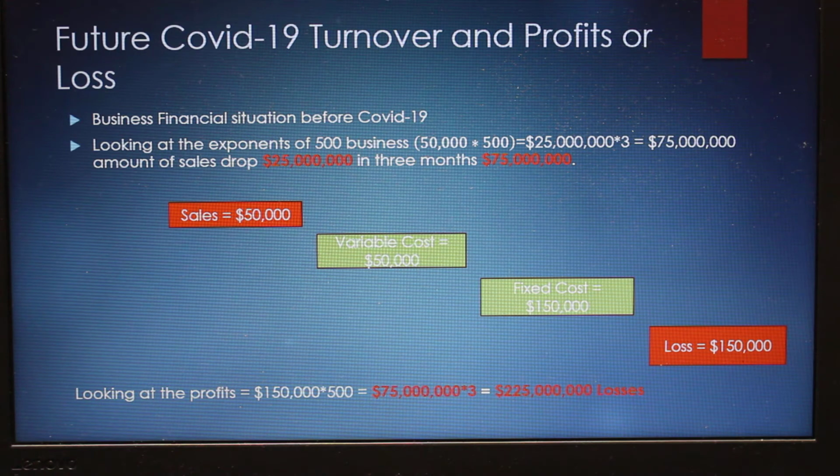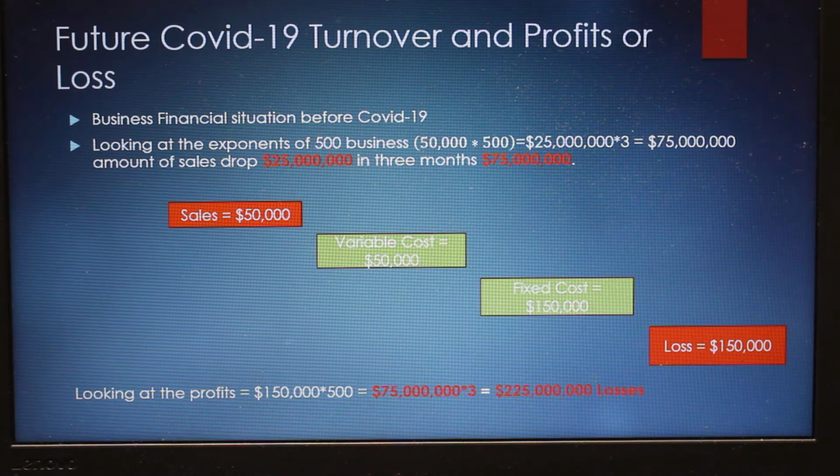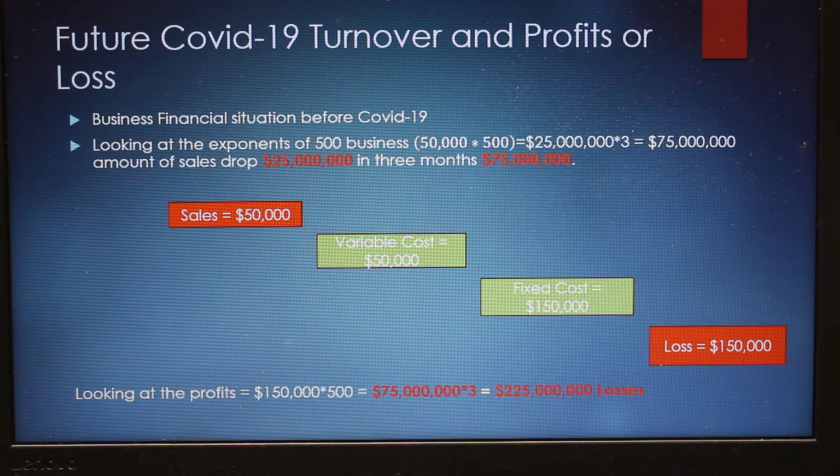So sales would be about 50,000, which is a quarter of what it was. Previously it was 200,000 per month. Now it'll be about 50,000, so it's a quarter. And then we have variable costs of similar levels, slightly higher though, of 50,000. And then we will have fixed costs of 150,000. It gives us immediately losses of 150,000.